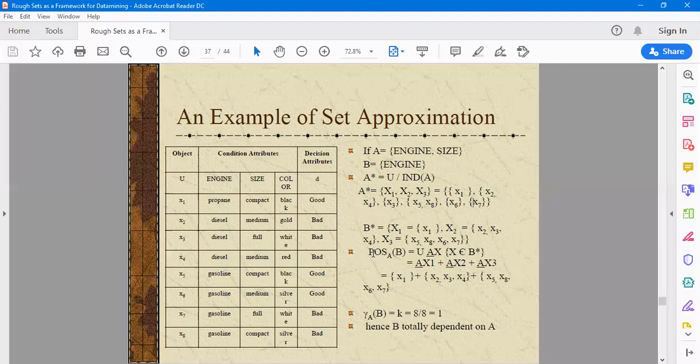Then what we will do is calculate the positive region A of B. A over here means lower approximation and B means the indiscernibility classes. So here we will take the union of lower approximations. You have to take the lower approximation of X1, X2 and X3 of these equivalence classes. So what is lower approximation? If we consider X1, there is no ambiguity. Whenever there is propane, the decision is good only. So obviously you will put the lower approximation of X1 as it is. Now we will go to the other X2, which is this set.